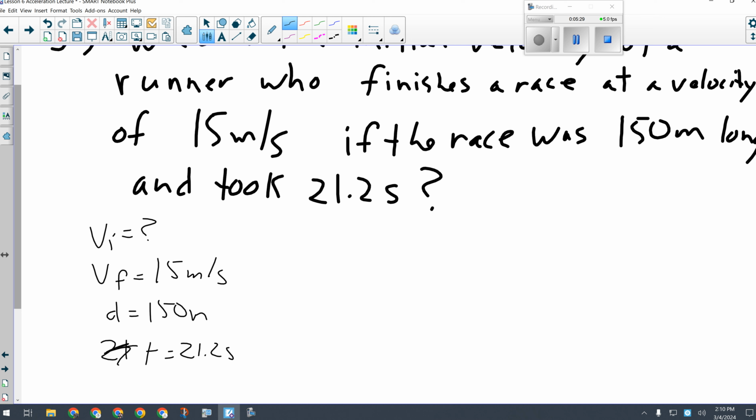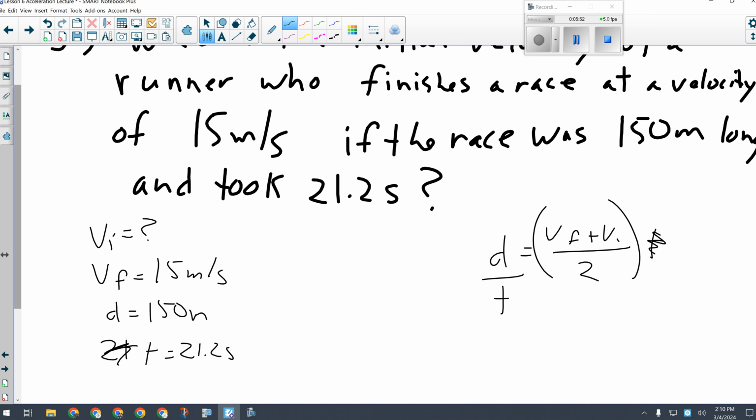I have all day. I have tomorrow and the next day. D equals VI plus VF divided by 2 times 2. Exactly. D equals VF plus VI over 2 times T. That's the only one where I have all of those parts except for VI. Okay? So, if I'm looking for VI, then I'm going to first divide both sides by T.